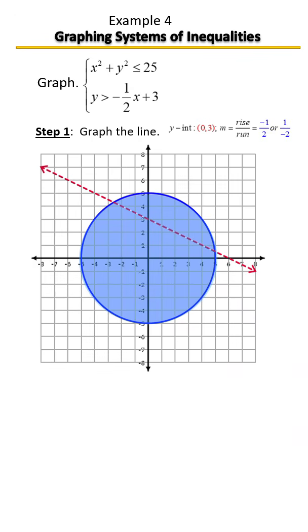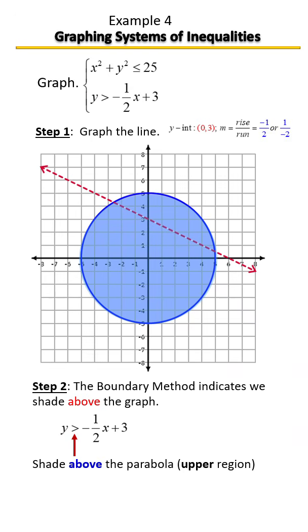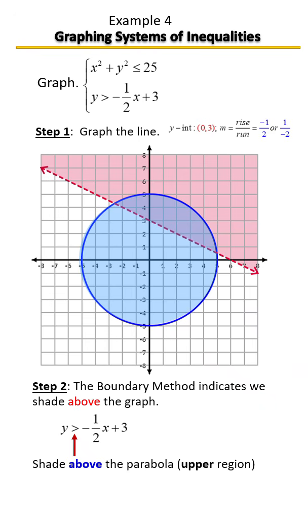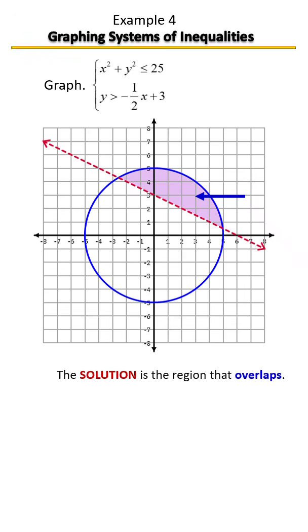There's our line. And now we have to decide, are we going to shade upper, above that line, or lower, below that line? Now, since it is solved for y already, we can easily determine whether we're going to do upper or lower. And because we have greater than here, that means that we are going to shade the upper region, or above. So once we do so, it's going to look like so. And here is our solution. And recall, the solution is the region that overlaps.